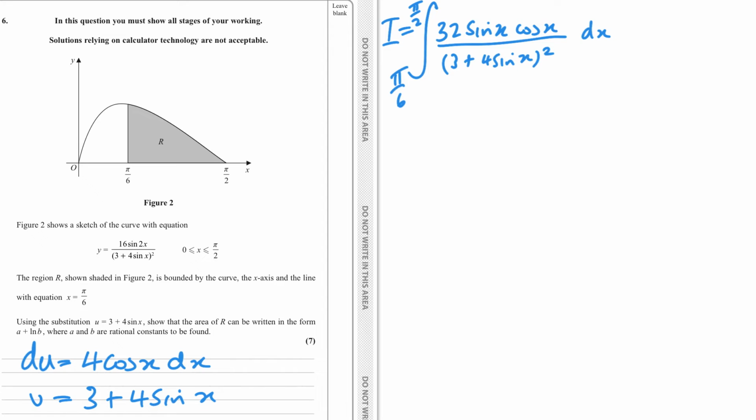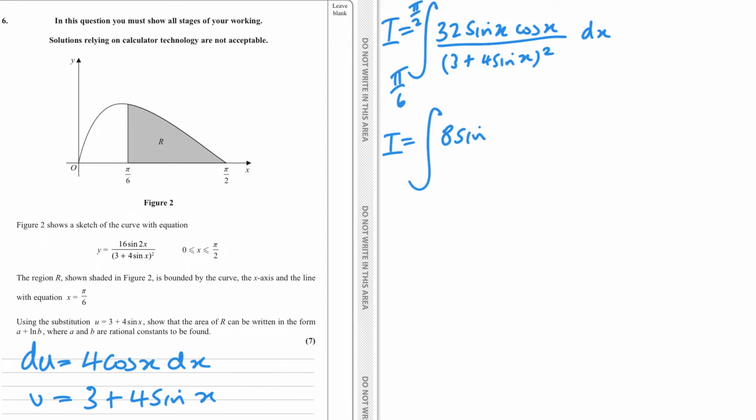Now then, what I can see is that now I can replace this 4 cos x dx. So if I got the dx there, the cos x there, and take a factor of 4 out of here, what that will do then is leave me with just 8 sine x on the top. Now I'll take a few extra steps just to make this clear. I'll leave the limits off for a bit to save a bit of time, but essentially this is what I'm doing.